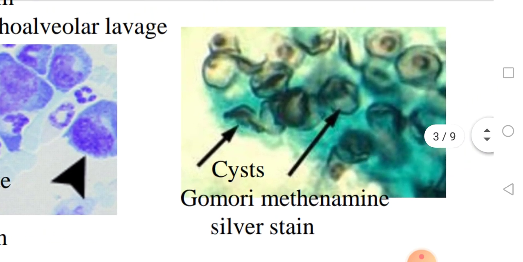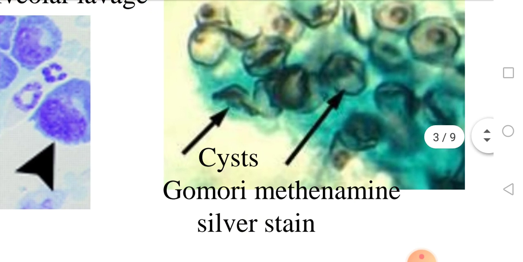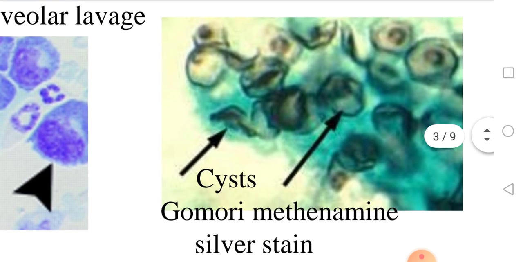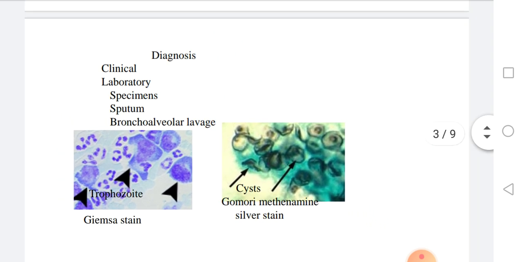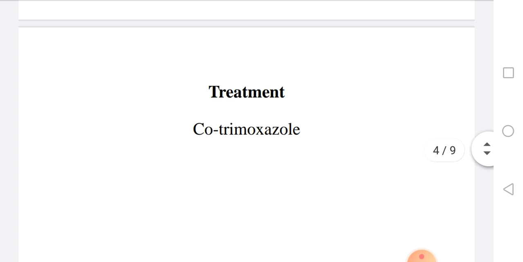Also, to see the cyst, you stain with Gomori methenamine silver stain. You see here there are multiple cysts and the arrows are pointing to some of them. Treatment is by cotrimoxazole.